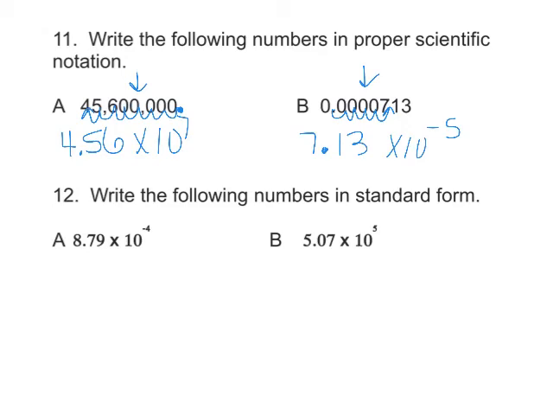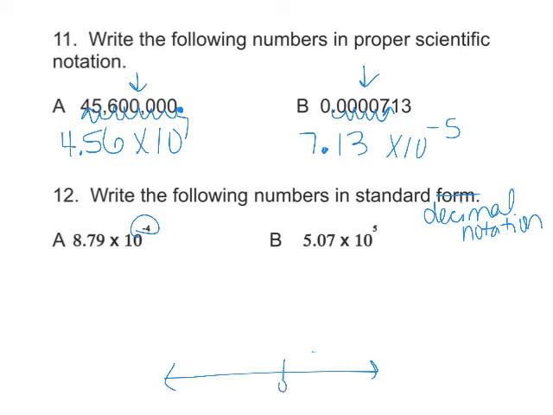All right, write it in proper standard form. It's also called standard decimal notation. Same thing, standard form, standard decimal notation. Negative exponent means we're moving to the left. Think on our number line. Here's 0. We've got our positives and our negatives. So we're going to take our number. Take the decimal point, we're going to move it 1, 2, 3, 4 times to the left.